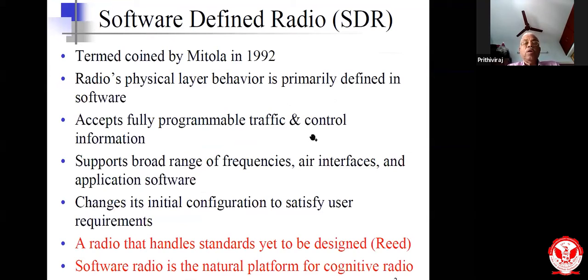So now this particular term, SDR, was coined way back in 1992 by Professor Mitola. And he was the first one to think about this type of an idea. And what was important was the radio's physical layer behavior is primarily defined in software. So that is what we have been looking at for yesterday's lecture, maybe the previous day's lecture. We are basically trying to identify from the hardware radio receiver which portion of that would correspond to the software. Where do you think software will be omnipresent, or it would be delineating one particular sector at which we can subject that to a total software type of behavior.